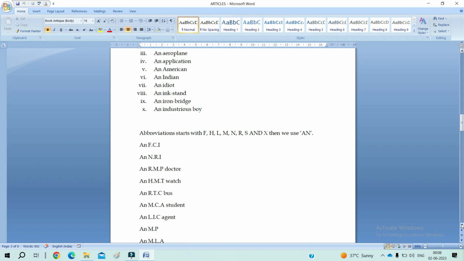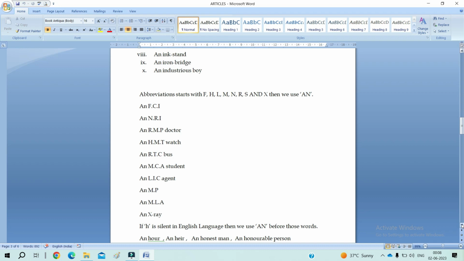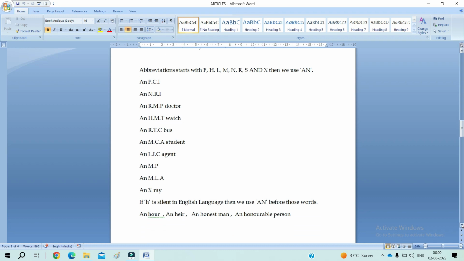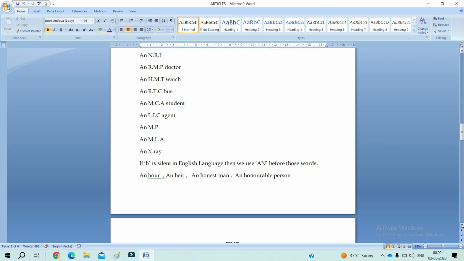Next, if an abbreviation starts with F, H, L, M, N, R, S, and X, then we use an. Just blindly remember this. If a word or abbreviation starts with F, H, L, M, N, R, S, and X, then we use an: an FCRA, an NRI, an RMP doctor, an HMT, an RTC, an MCA, an LIC, an MP, an MLA.